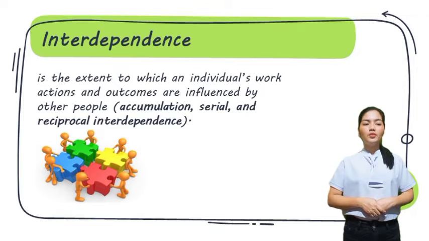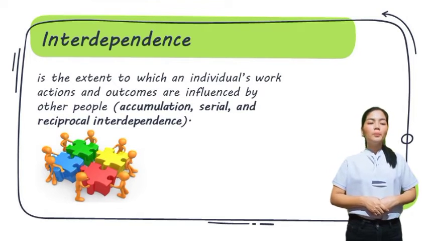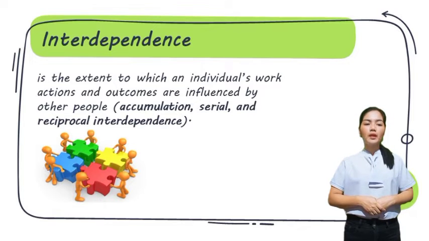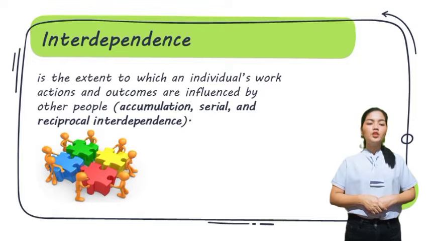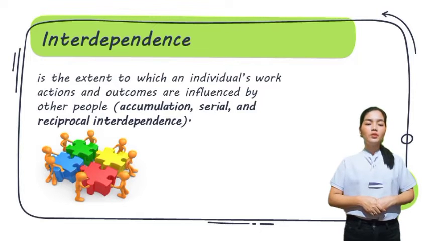Accumulation, serial, and reciprocal interdependence. So when interdependence is low, people work mostly by themselves. Each person completes his or her set of tasks without much help from or coordination with others. A good example is a group of sales representatives, each with an individual selling territory.